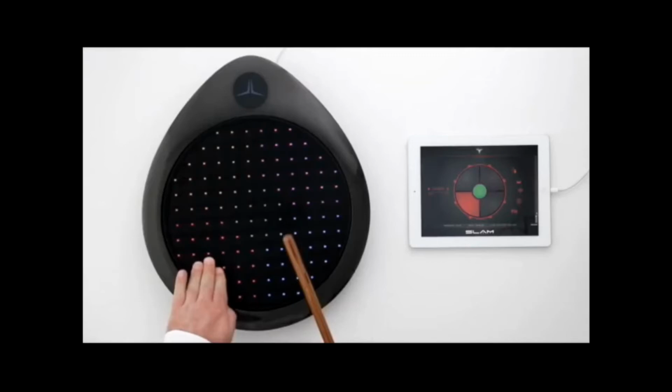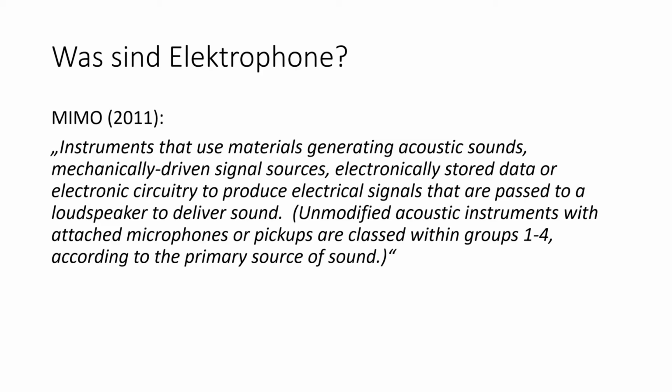So yeah, if you're in doubt, keep to this definition of what an electrophone is. Basically an instrument that produces sound that is then passed to a loudspeaker to then deliver sound. That's that.